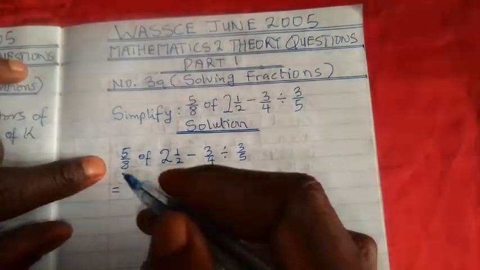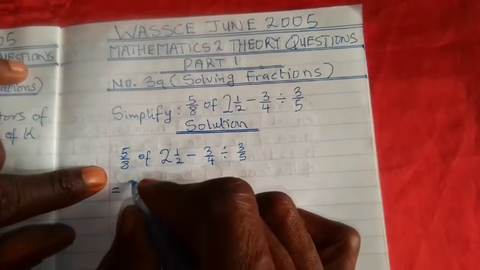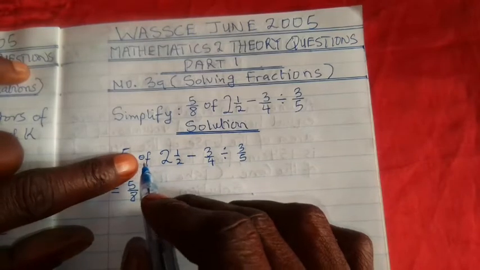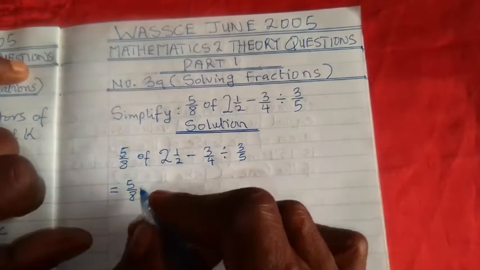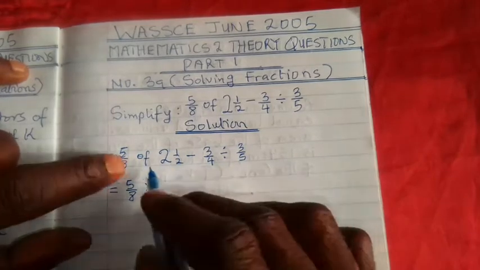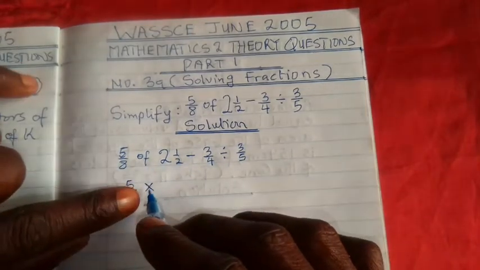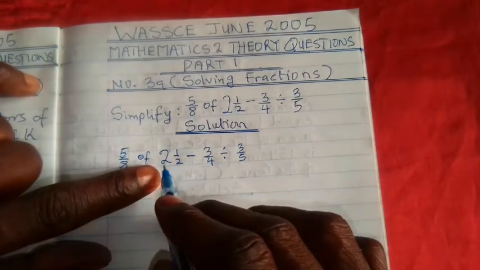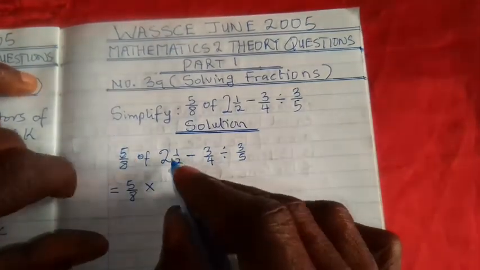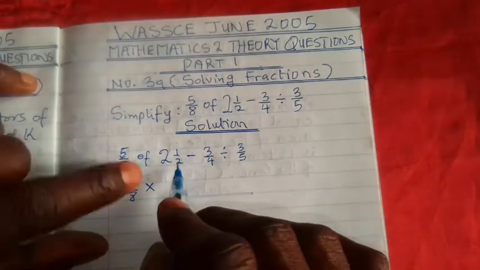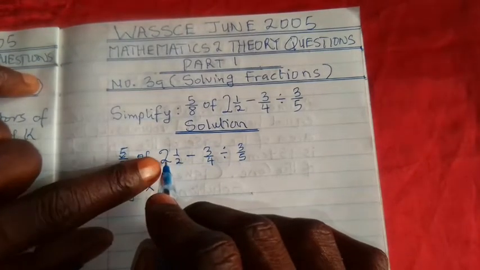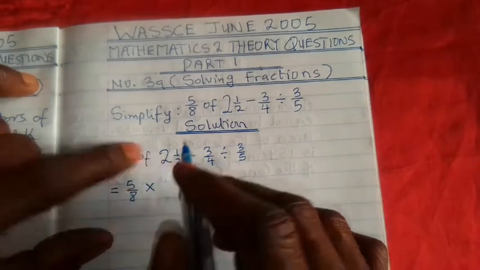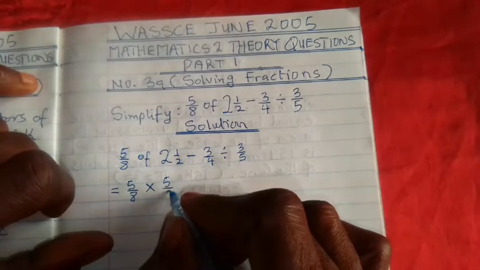The first thing we note is we write out our 5 upon 8. Then you see that we are having "of". We are going to change this "of" to times. Whenever you are solving any fraction like this and you see the "of" sign, in the next step, change it from "of" to times. Then you can see we are having a mixed number here. And we are going to convert it to an improper fraction by using this 2 down here, 2 times this, and then adding the result to this. So 2 times 2 is 4, plus 1, that is 5. So we have 5 upon 2.